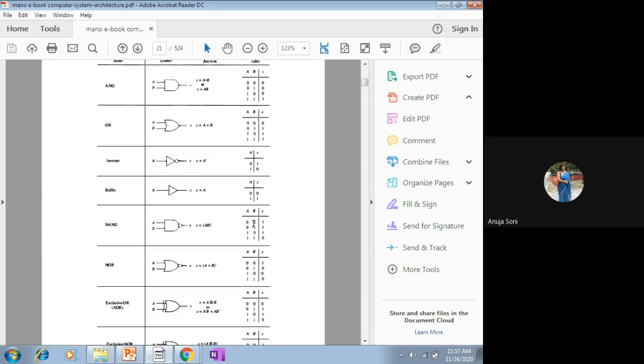So, what will be the AND of 0, 0? It will be 0. And its complement, as per its Boolean expression, will be 1. And that is why here 1 is written. Similarly, 0, 1. What is the AND of 0, 1? It is 0. Again, its complement is taken. So, it will become 1. Similarly, 1, 0 will give 0, and its complemented value will become 1. Similarly, in case of 1, 1, the AND of 1, 1 will be 1. Its complemented value will become 0.